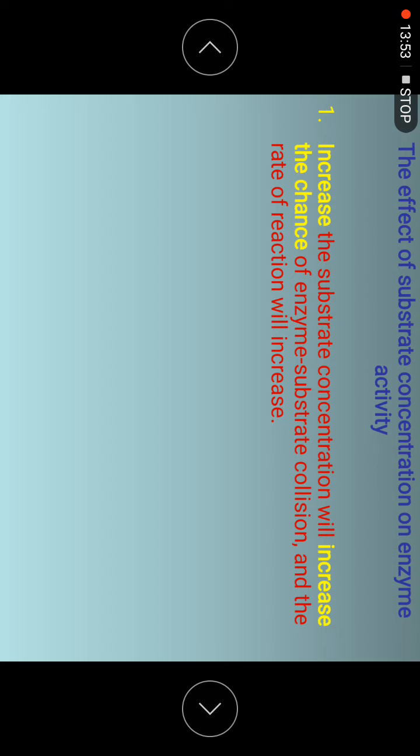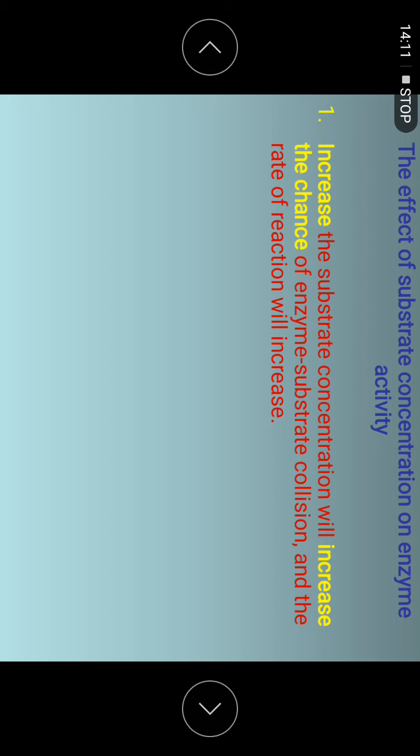So to make it easy to explain here, I assume the enzyme concentration is about 10. That means there are 10 molecules of enzyme, for example. Okay, for example only. So 10 enzyme molecules.